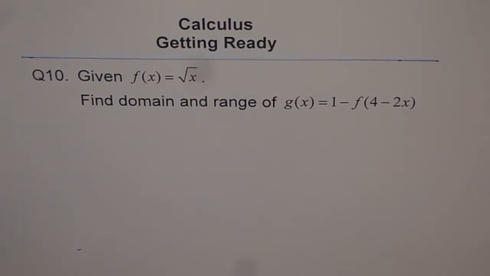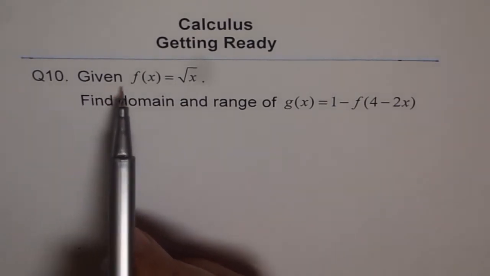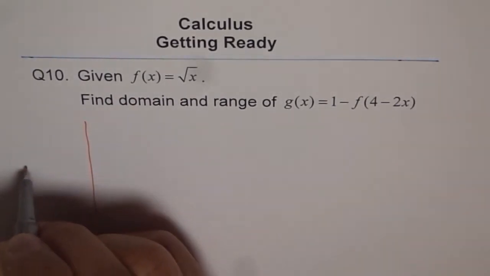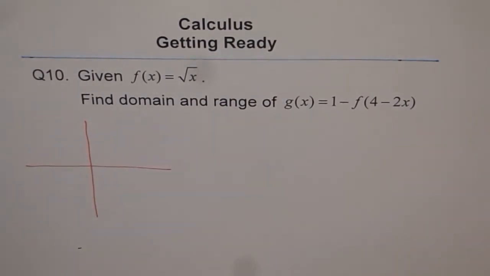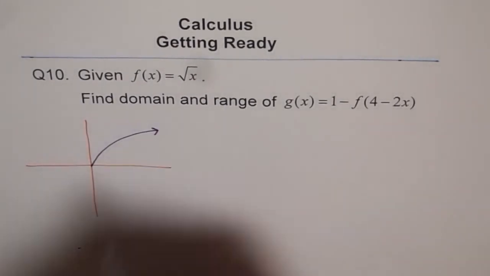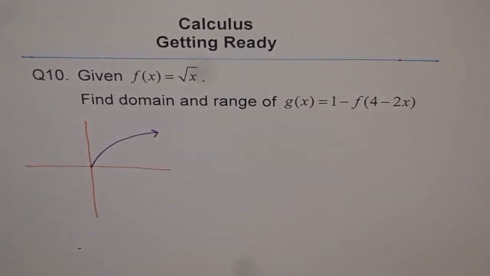Now, how to do this? f of x is square root x. So let's first sketch our function, right? It's kind of a review for you. Square root x, you know how it looks. Square root x is a function which is something like this, right? Correct. So that is square root x.